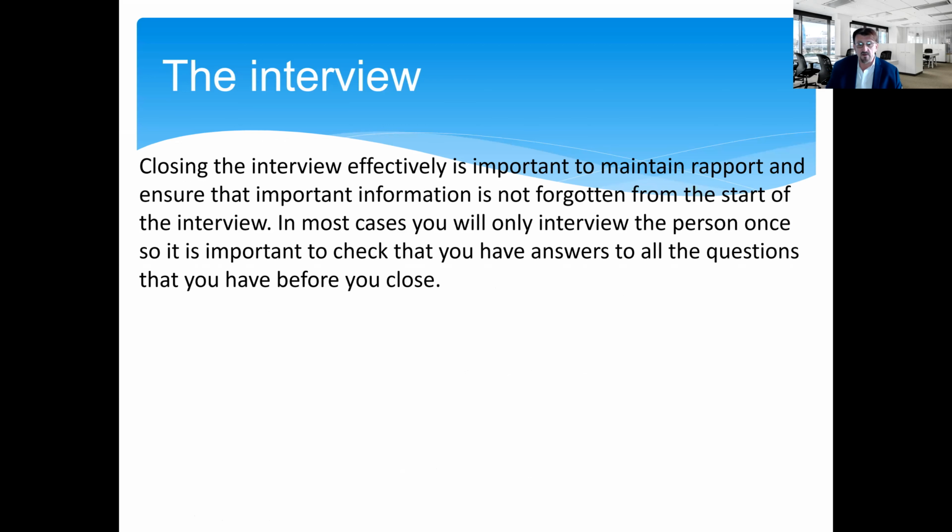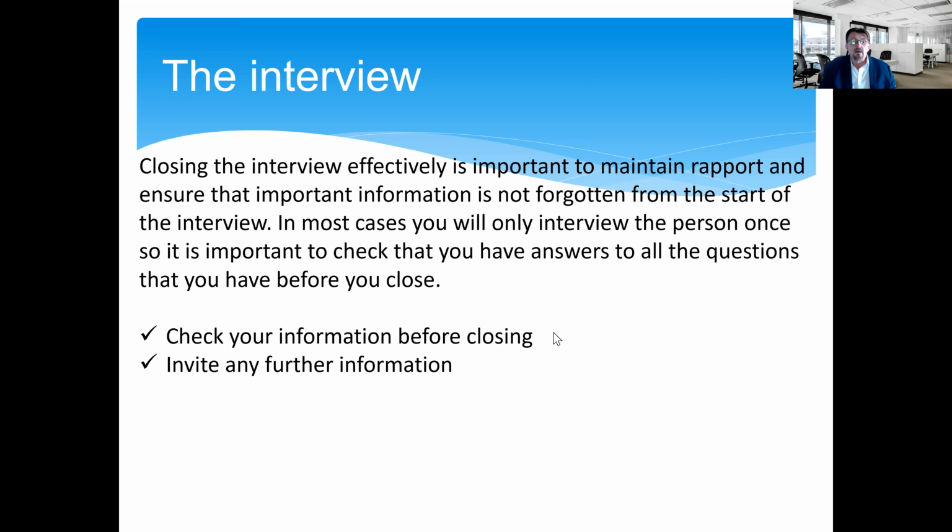Closing the interview, important to maintain the rapport. Check any information before closing. Now, as I said last week, one of my last questions is, is there anything else you'd like to tell me about any of the matters we've discussed? And if they say yes, let them go. And if they tell you more, you're going to have to ask that question again at the end. If they decide to say, no, I think we've covered everything, then great, you've covered everything.